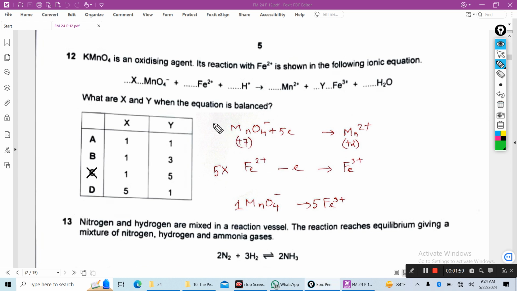Now this has 5 electrons, this has 1. So if you multiply the second equation by 5, the electrons will be equal. So this will be 1 mole of manganate ion and 5 iron(III). So X, the number of moles of manganate ion, is 1, and Y, the number of moles of iron(III) ion, is 5. So C is the correct answer.